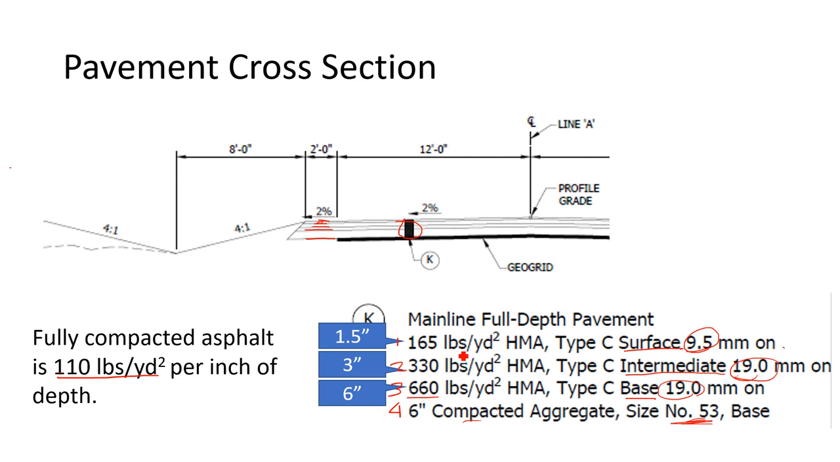Why not just use all surface? It's cost. This stuff costs a fair bit more than base through there. I don't know what the current values are, but standard numbers used to be, this might be like $70 a ton, and intermediate would be around $60 a ton, and base would be about $50 a ton. That's a general range. Numbers used to be.